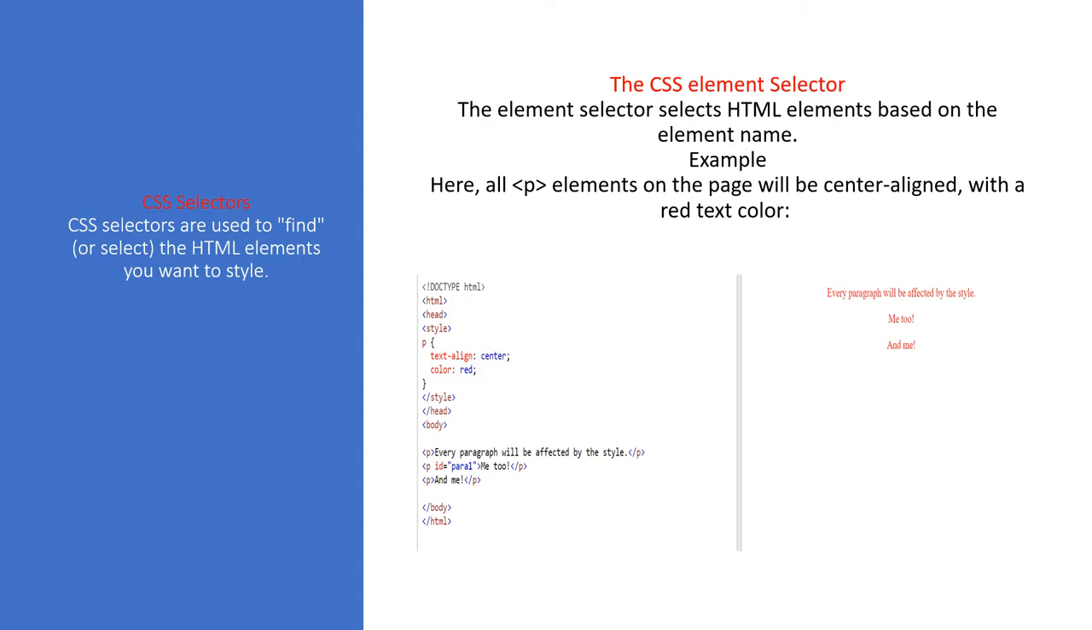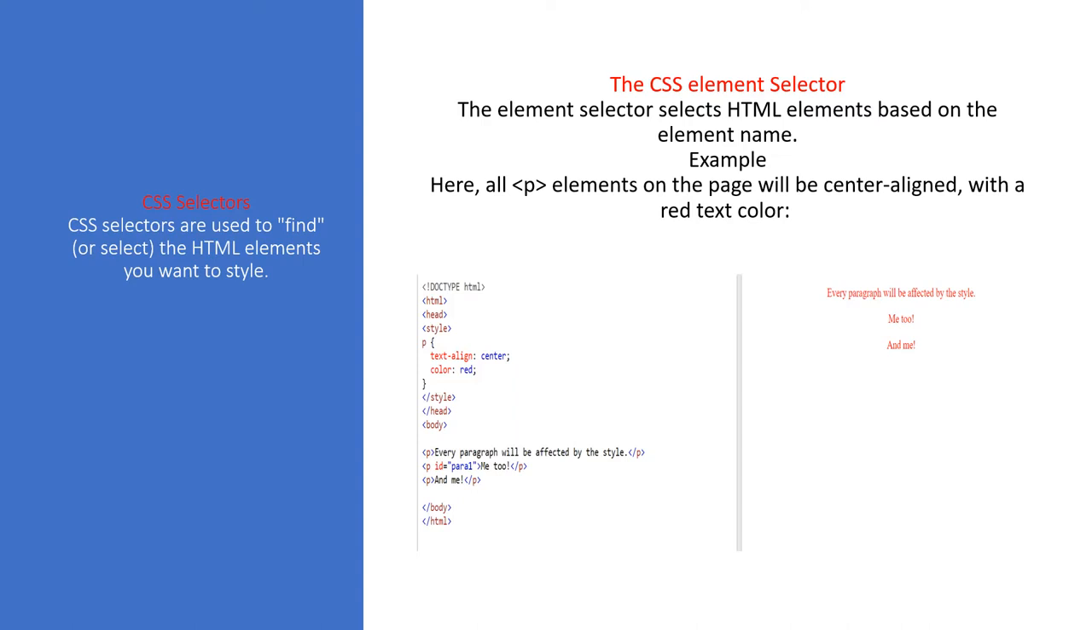CSS selectors may be of different types. The first one is the CSS element selector. What does element selector mean? HTML elements are many, like paragraph elements, headers, or footers. Many elements are there with tags. So selecting that HTML element by using that element, we call it a CSS element selector.